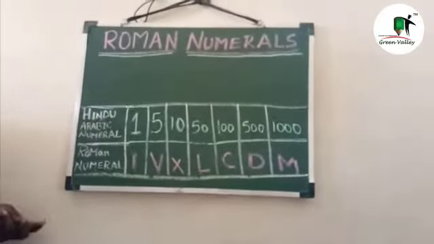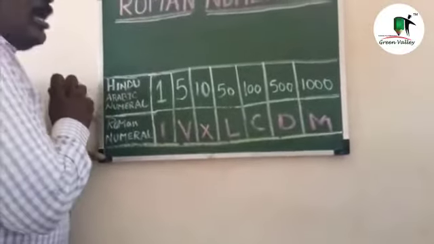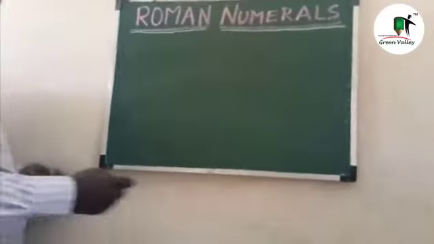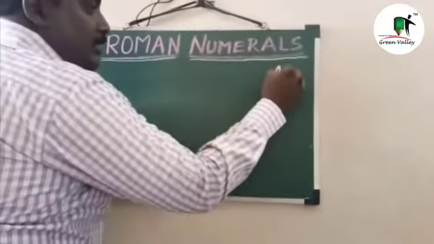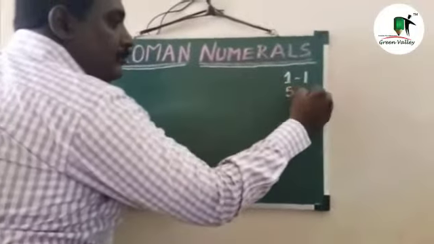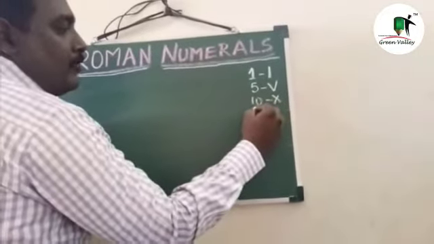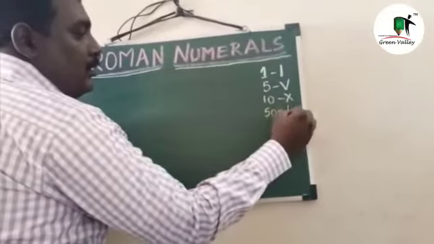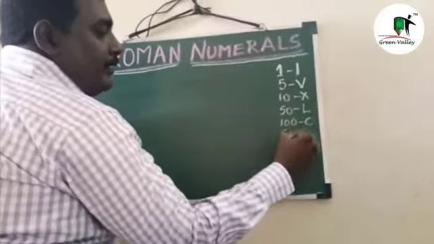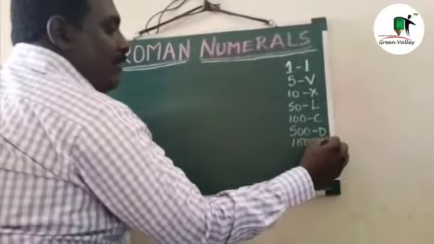What are the rules or steps important for us to create the number form? Let us get into the topic. Let us have a brief rough sketch of these numbers. 1, next 5, next 10, next 50, next 100, next 500, next 1000, which is M.